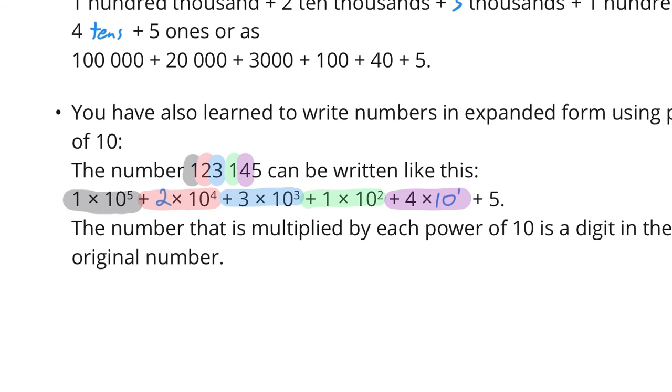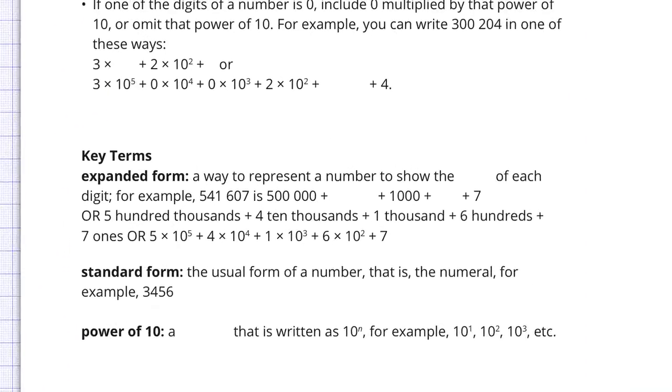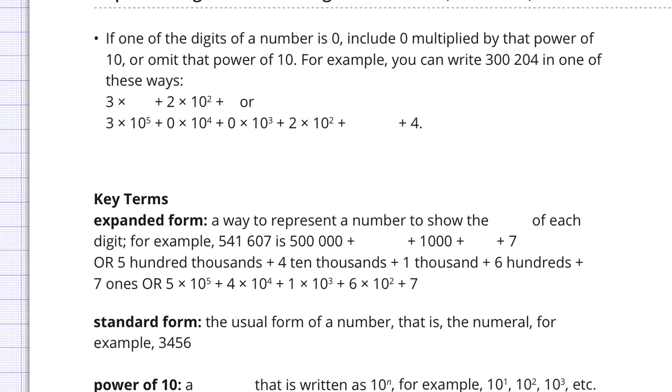All right, let's move on to the next page. On this one, here we have: if one of the digits of a number is 0, include 0 multiplied by that power of 10, or omit it, which means don't include that power of 10. For example, you can write 300,204 in one of these ways.